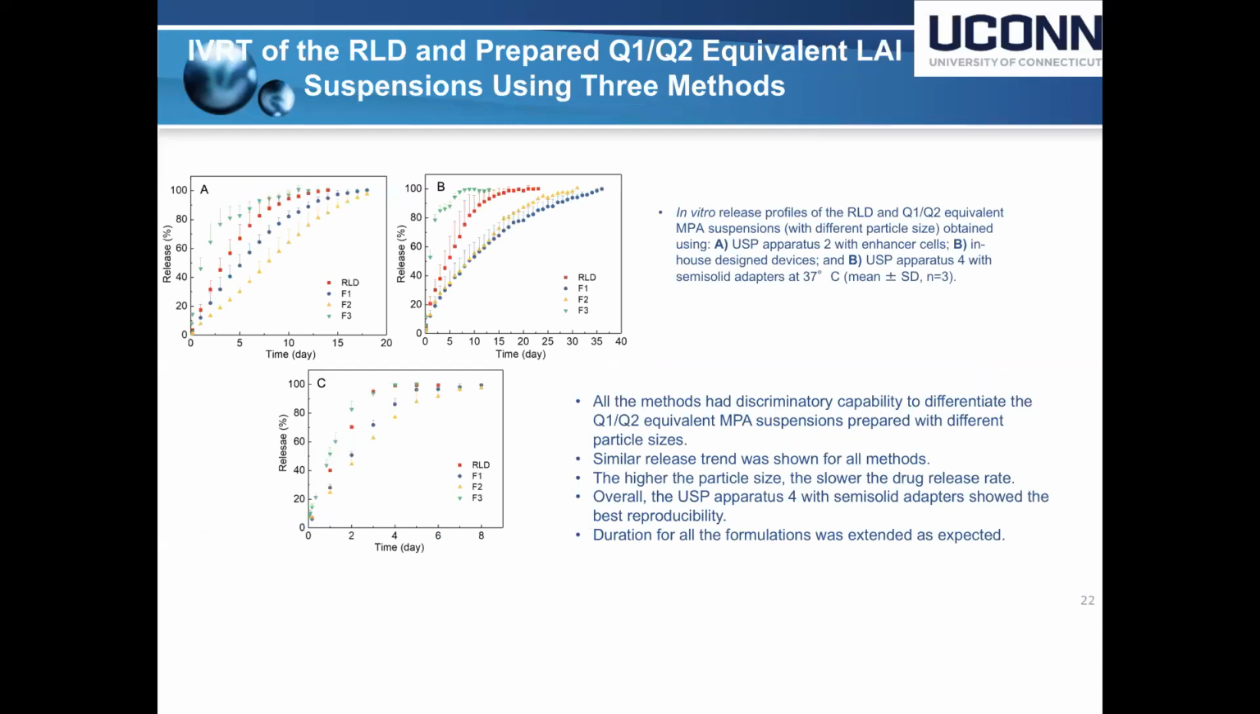So comparing our three methods, we have the USP Apparatus 2 with the enhancer cells, the in-house designed one, and the USP Apparatus 4 with the semi-solid adapters. And we compared these for all our formulations, formulation 1, 2, 3, as well as the RLD. And you can see that formulation 3, which was small particle size, was the fastest in all the cases. And then the slowest would be the one that was recrystallized.